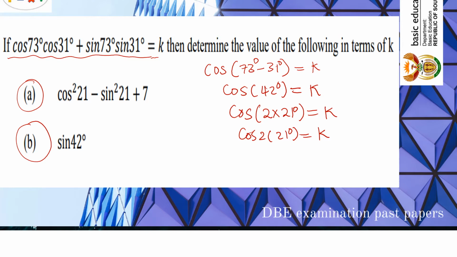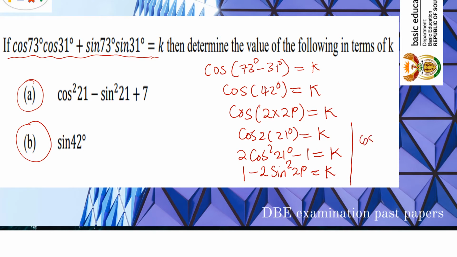Someone can change this to say it's going to be 2 cos squared 21 degrees minus 1 equals k. Or someone can say it's going to be 1 minus 2 sine squared 21 degrees is equal to k. Or someone can say I can change it to be cos squared 21 degrees minus sine squared 21 degrees is equal to k.